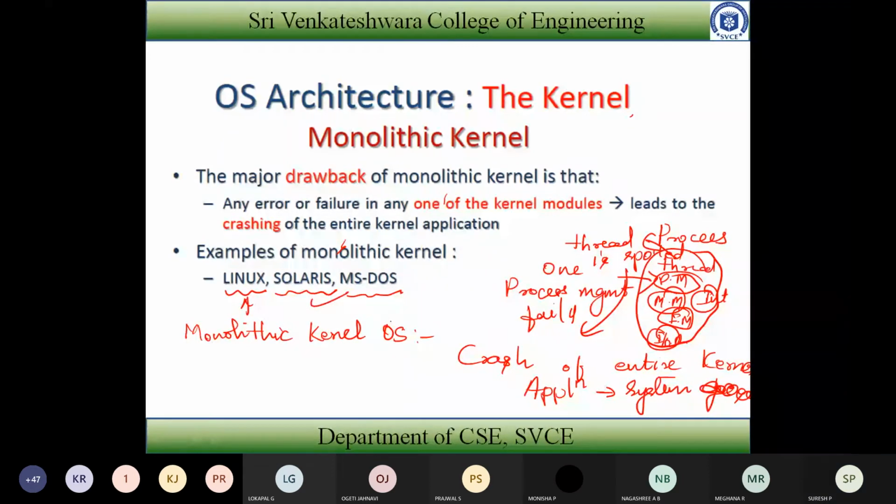Even if we take some of the other versions, they will be there. But at the time of the writing of the book, these are the examples which are there: Linux, Solaris, and MS-DOS. So this is about your monolithic kernel.